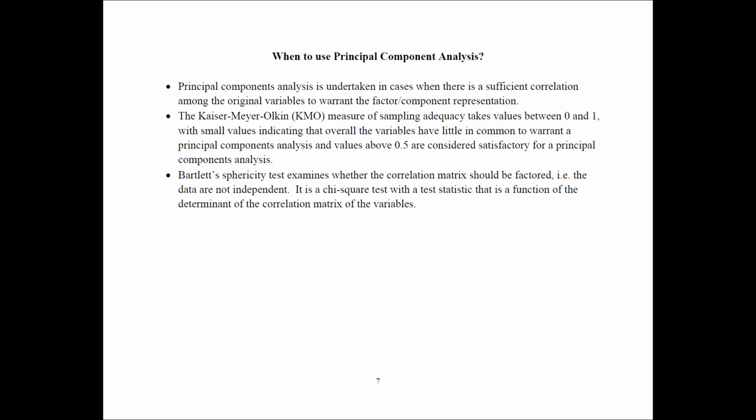So the Kaiser-Meyer-Olkin measure, or KMO measure of sampling adequacy, takes values between 0 and 1, and very small values indicate that the overall variables have little in common to warrant principal component analysis, whereas values above 0.1 are considered satisfactory for principal component analysis. And that's one measure that we will use. Another one is the Bartlett sphericity test, which examines whether this correlation matrix should be factored, which means are the data dependent or independent. And that is a chi-square test with a test statistic that is a function of the determinant of the correlation matrix of the variables.